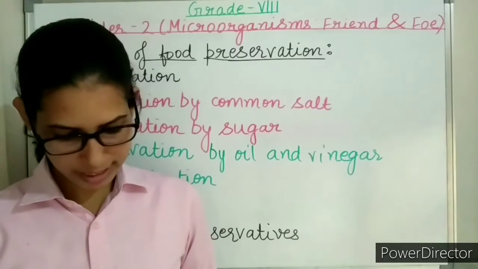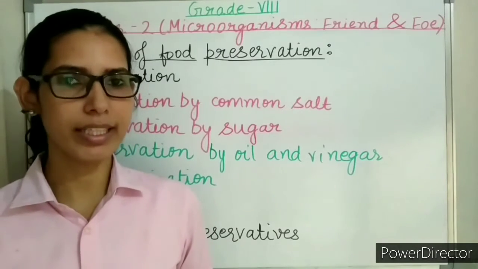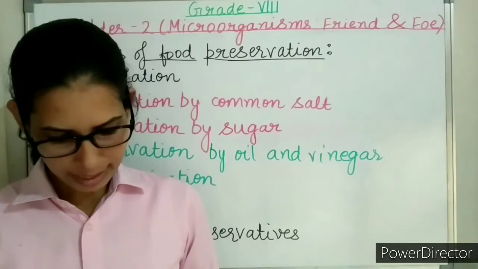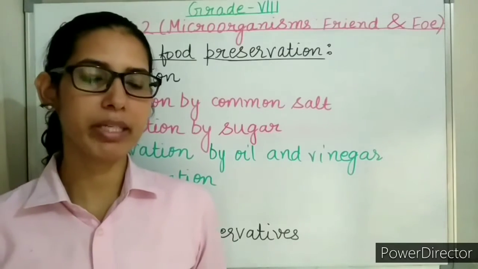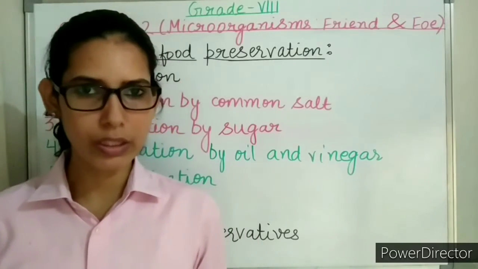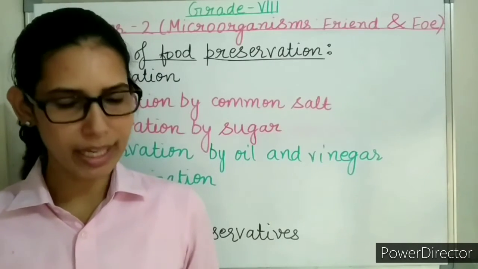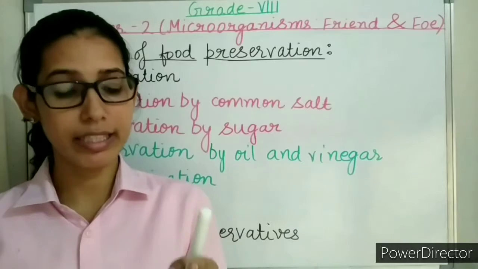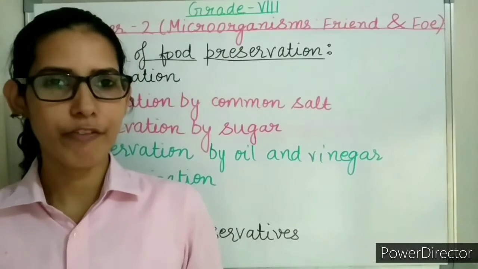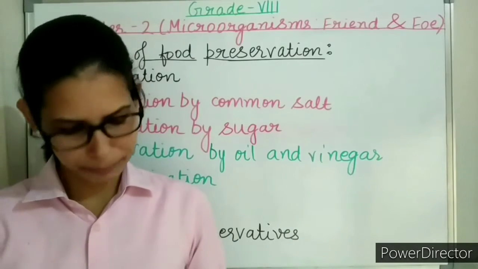Match the following. First is polio. Polio is caused by the poliovirus. Azotobacter. Azotobacter bacteria have the capability to convert nitrogen into useful compounds that can be used by the plants, or we can say Azotobacter bacteria have the capability to fix nitrogen.